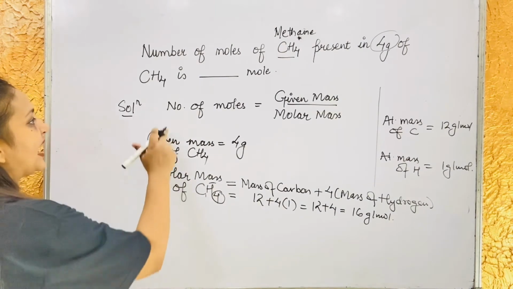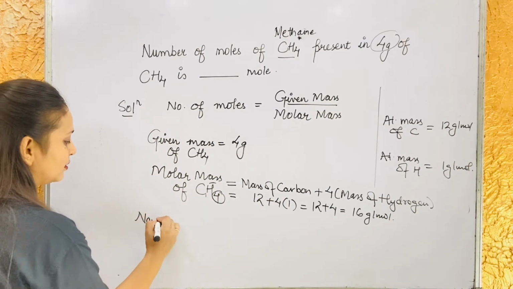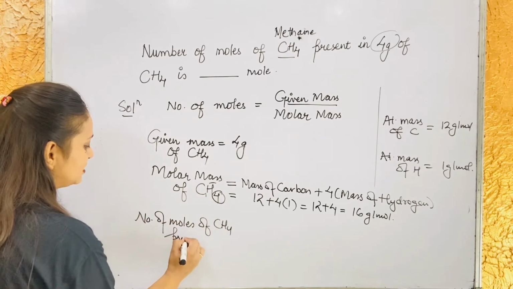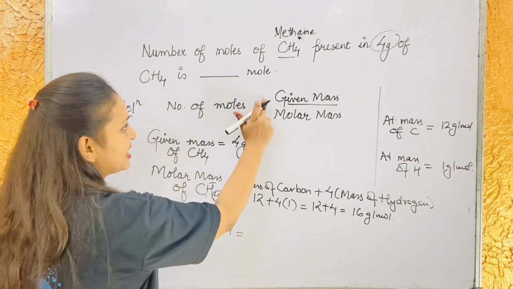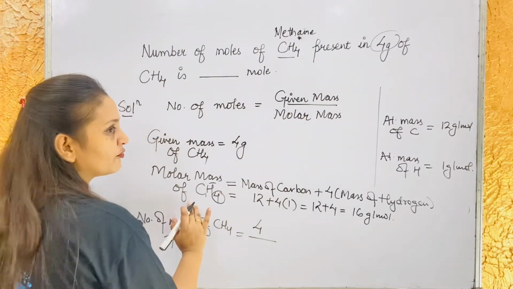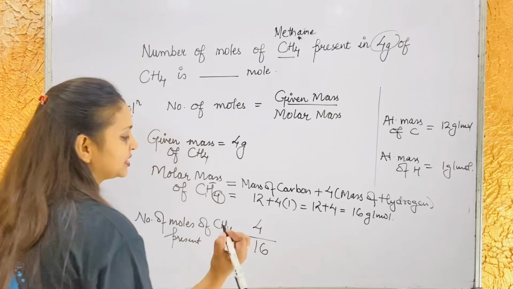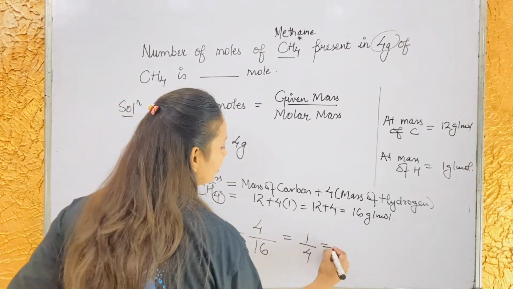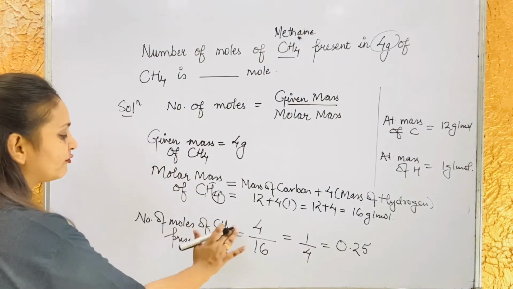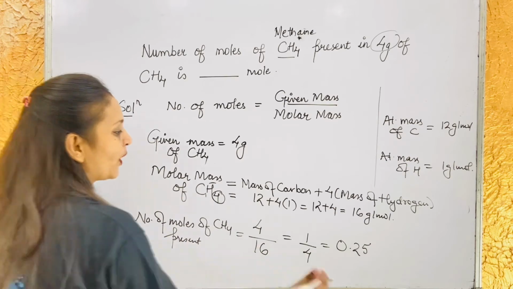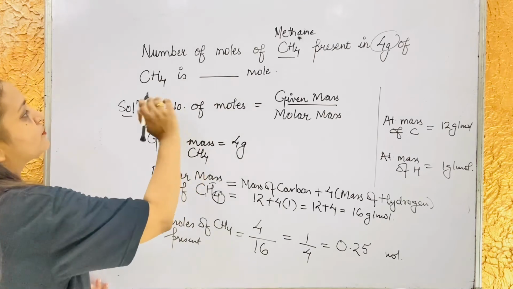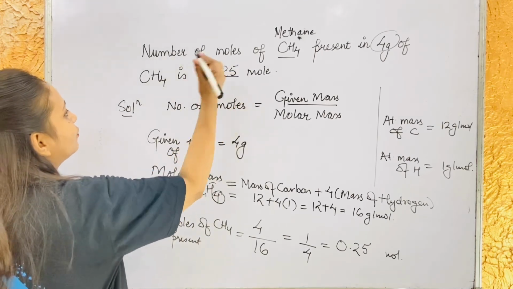Now, we have to calculate the number of moles. The number of moles of methane present is equal to the given mass of methane. What is the given mass of methane? 4, divided by the molar mass of methane, that is 16. It will be 1 upon 4, that is 0.25. So how many moles do we have? The number of moles of methane present is 0.25 moles. So our answer is: the number of moles present in 4 grams of methane is 0.25 mole.